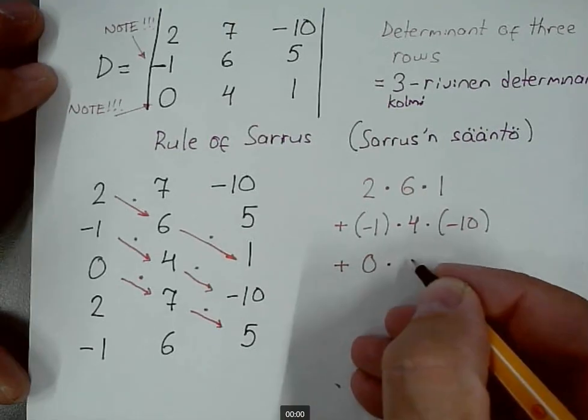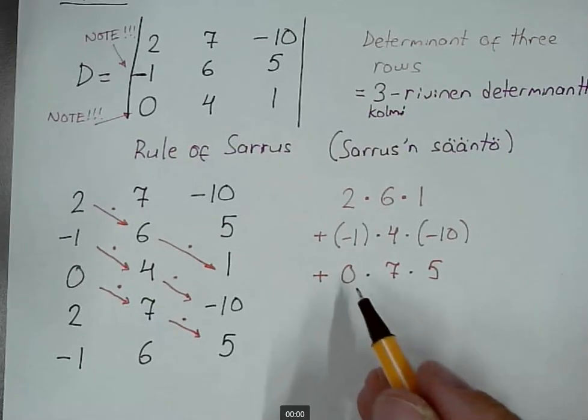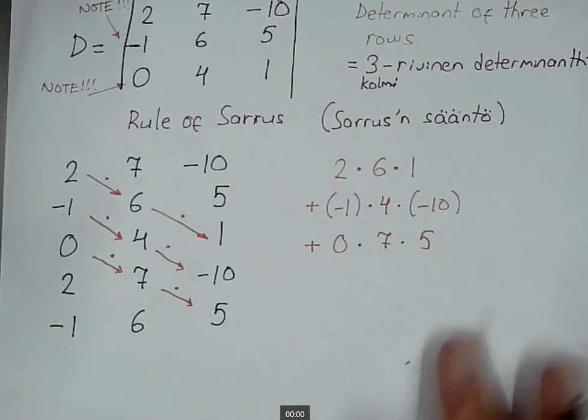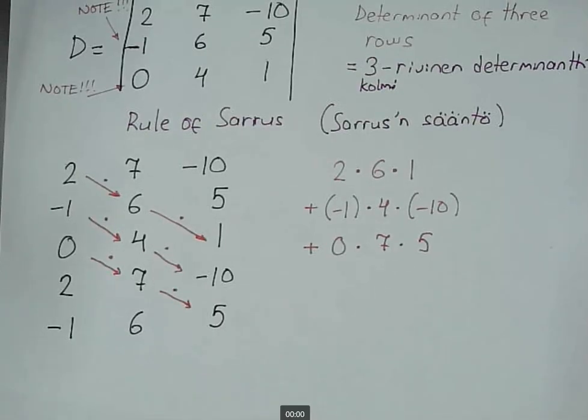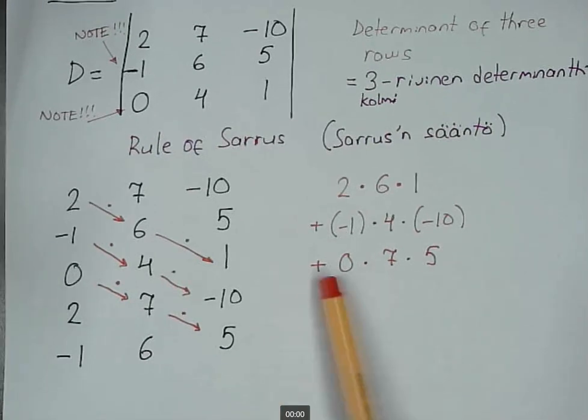Plus 0 times 7 times 5. Well, actually this product will be 0 because there is 0 there. So it is always good when you have zeros in the determinant because it helps you in your calculations. You don't need to multiply all numbers because you see that the value will be 0.